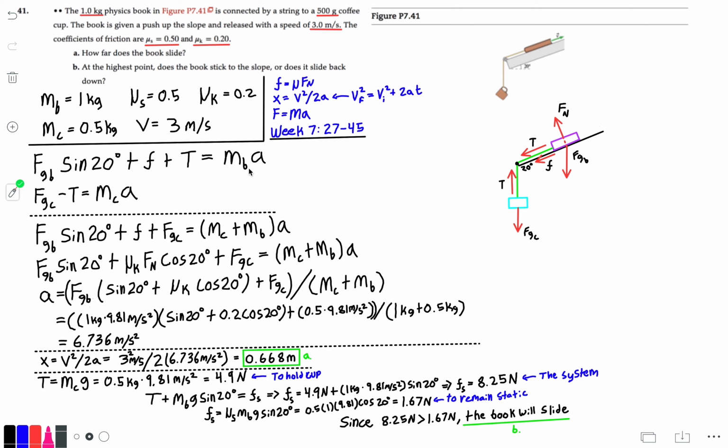So to go ahead and start this problem off, I ended up writing up some relationships between the forces on the book and the forces on the cup of coffee. As you can see here, I have these two equations relating Newton's second law, in which we have our forces here and then our mass times acceleration, and we have our forces here and our mass times acceleration. So from here, it's important to find our acceleration, because we want to know how far the book slides, and we're going to need acceleration to do that.